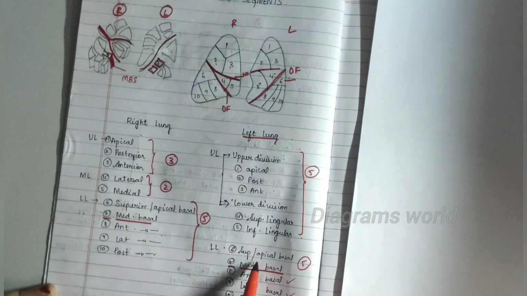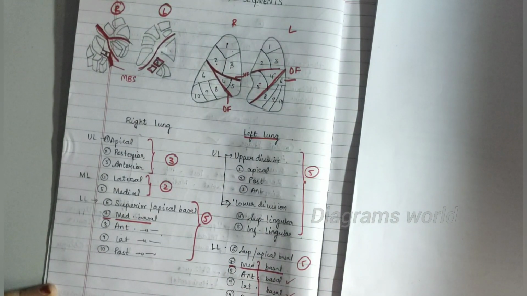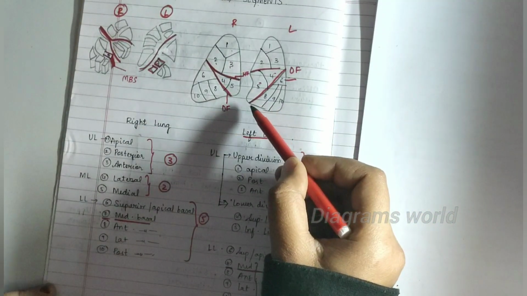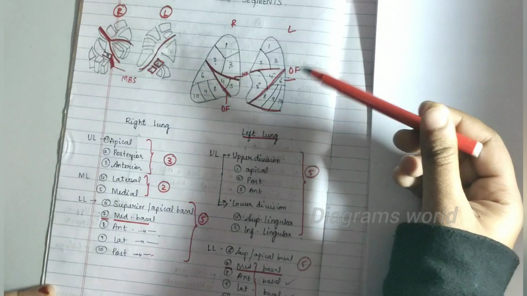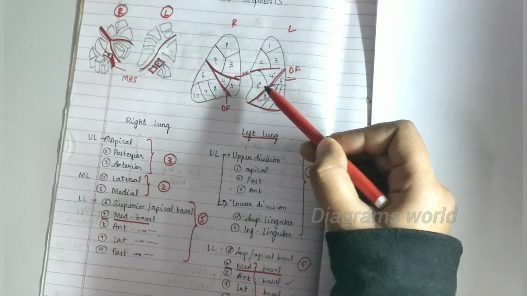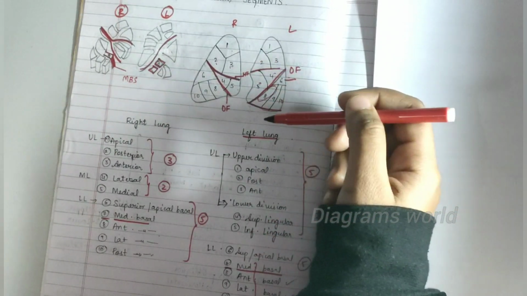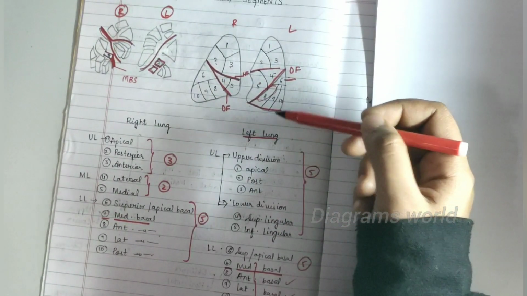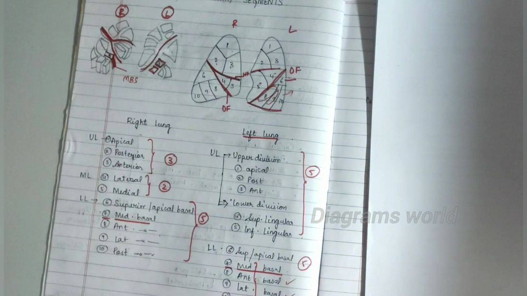So basically it is named according to the position. Basal, we already read, is the base of the lung. So anterior will be anterior, medial one will be medial. You know what medial is, right? And lateral will be lateral, and this is the posterior one.